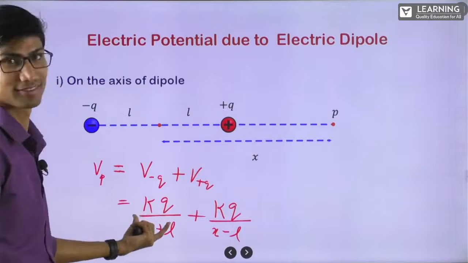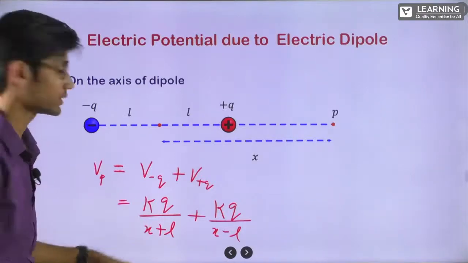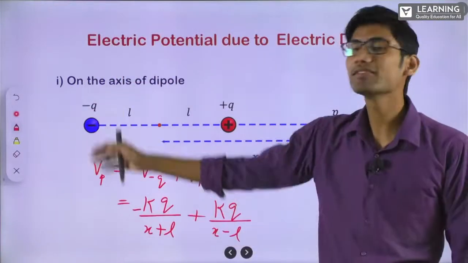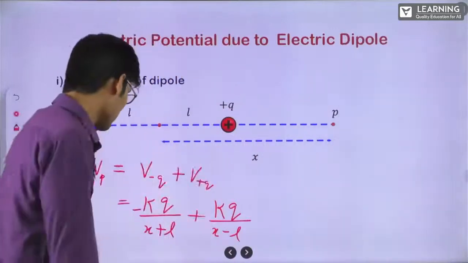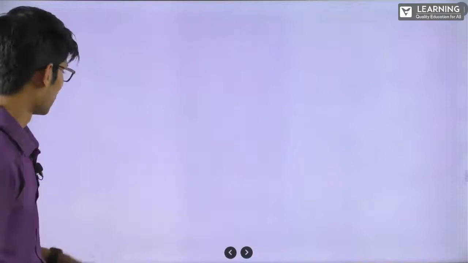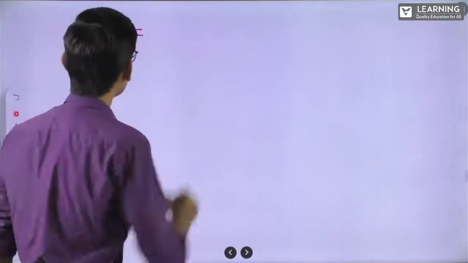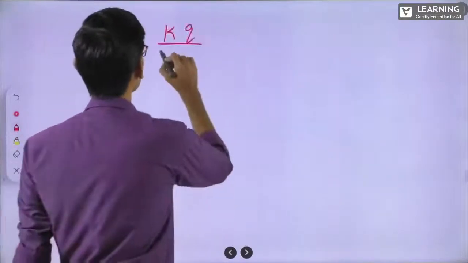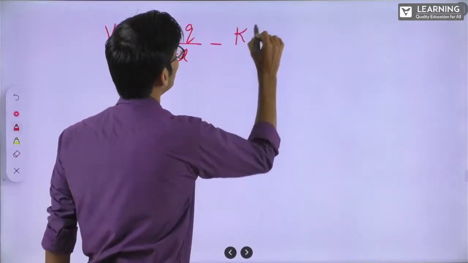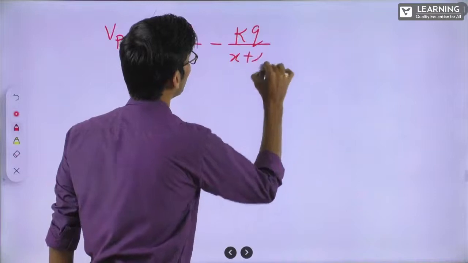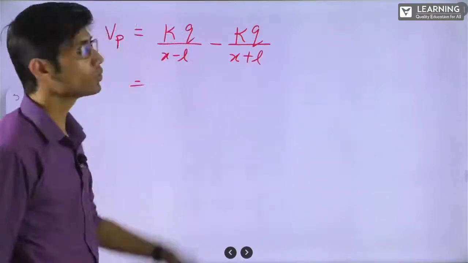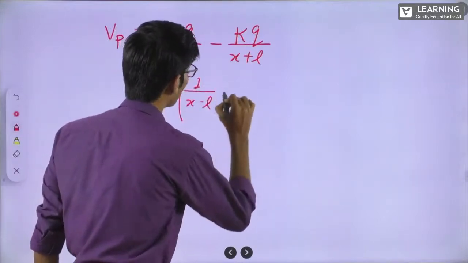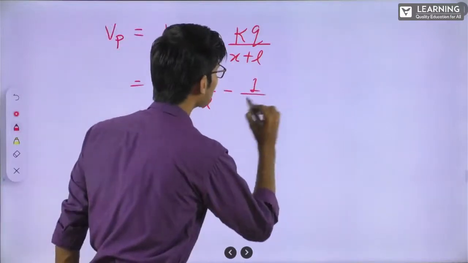Now here, one more thing. This will not be kq upon x plus L. This will be minus kq upon x plus L because it is a negative charge. So the potential will be negative. We discussed this in the last session. So now Vp is equal to, I'm writing this one on this side and that one on the other side, so that it becomes easy for doing the calculation. kq divided by x minus L, correct? So now kq will be common. This will be 1 upon x minus L minus 1 upon x plus L.